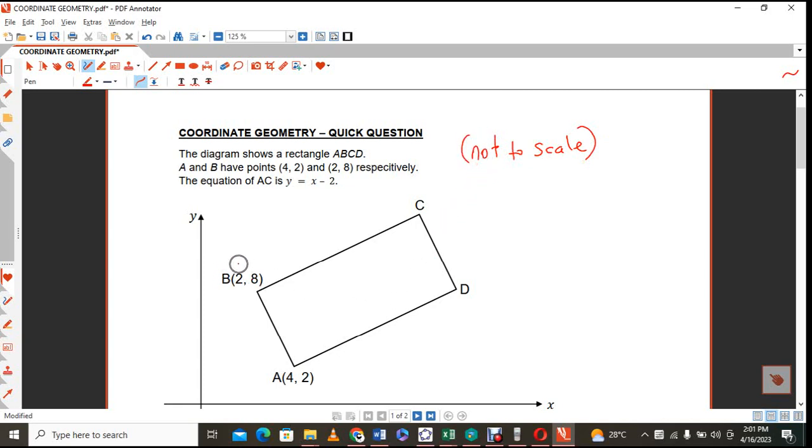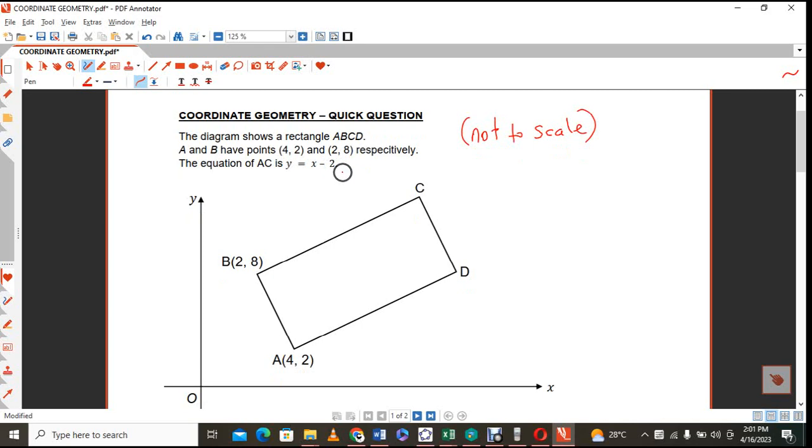They are saying that ABCD is a rectangle, and very important that you should know that the interior angles of a rectangle are all equal to 90 degrees. So we draw these little squares to indicate 90 degrees. You have point A, which is (4,2), point B, which is (2,8), and they are saying that the equation of the line from A up to C is y = x - 2. Very important that that information is there.